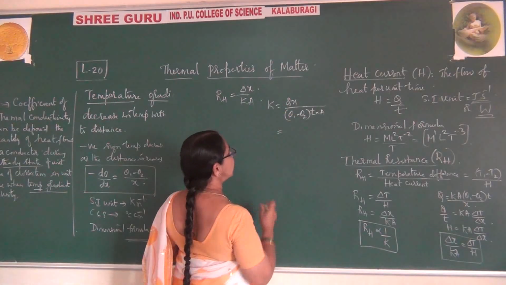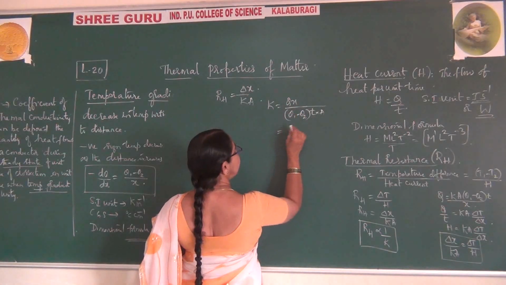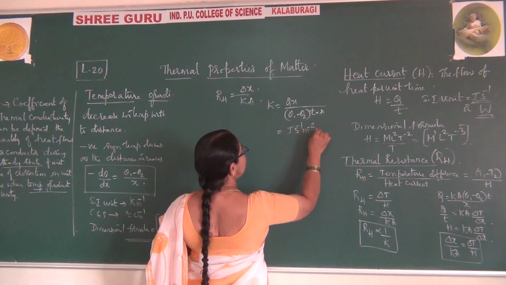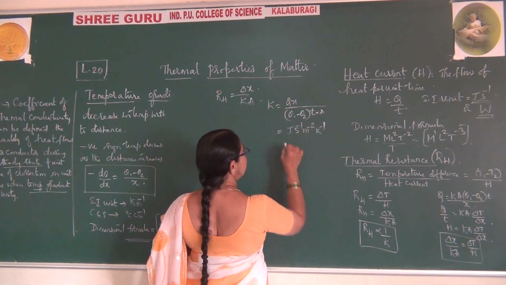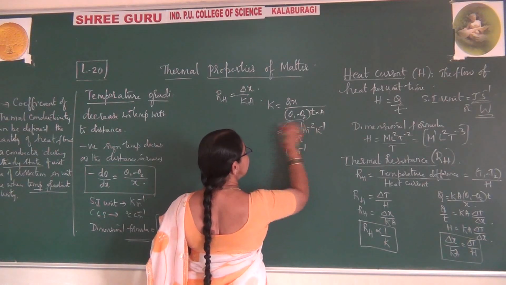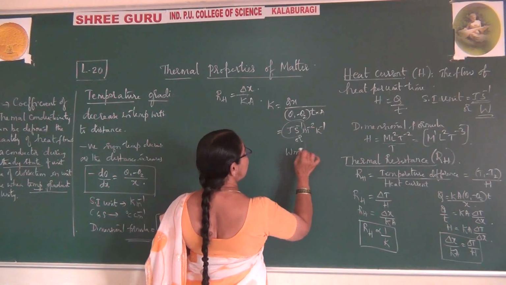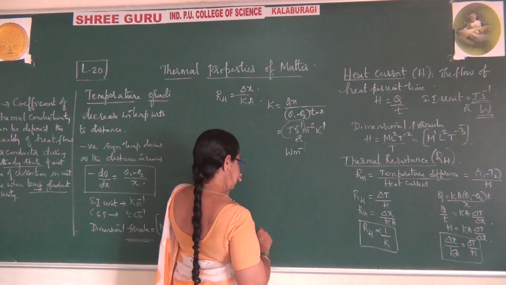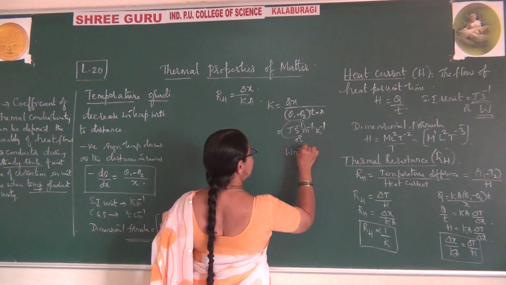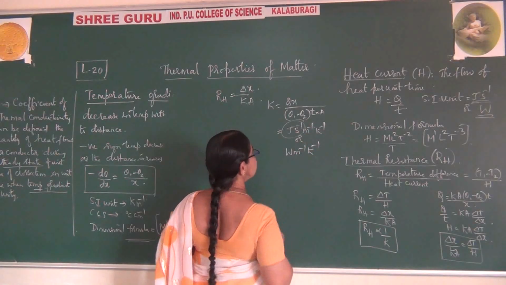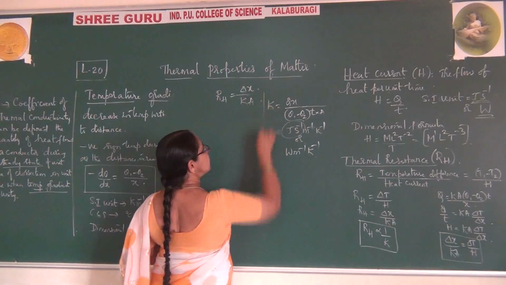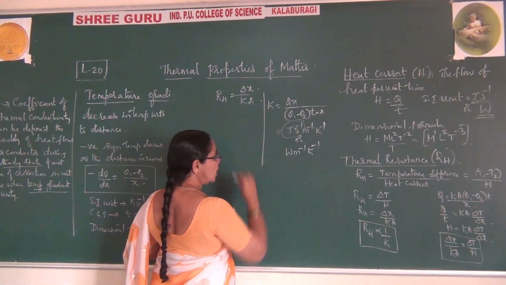So yesterday we wrote the SI unit as joules per second per meter square K to the power of minus 1, or we have written watt per meter per Kelvin. For this I have written watt per meter square, because this meter will get cancelled. Per meter per Kelvin. So this is the SI unit for K.